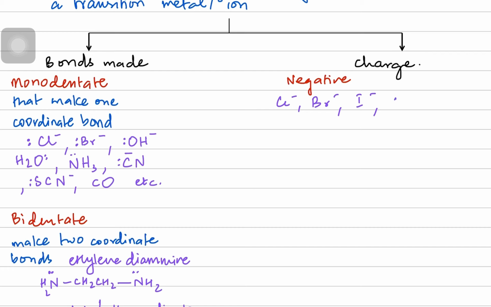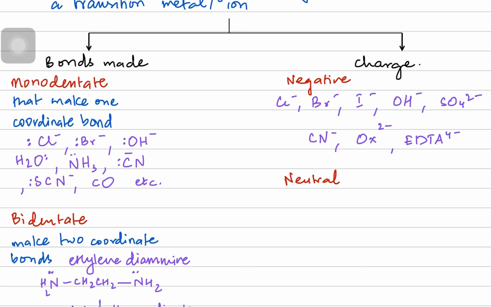On the basis of charge, you have some of the ligands which are negatively charged, like chloride, bromide, iodide, hydroxide. Sulfate is -2. Cyanide, CN, is -1. Oxalato, which means the oxalate, ethane dioate, has a -2 charge on it. EDTA has a -4 charge on it. So these are all negative ligands.